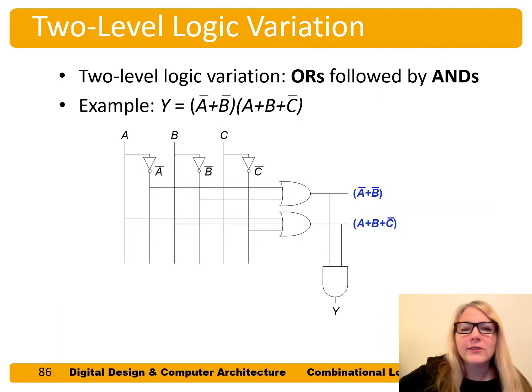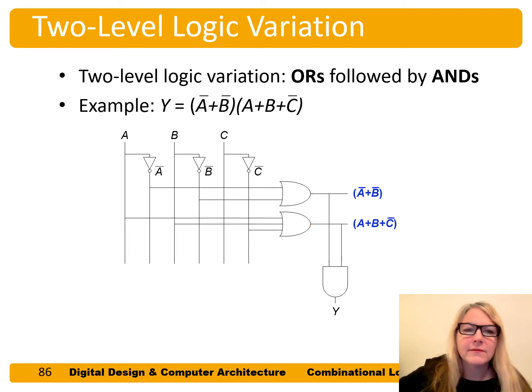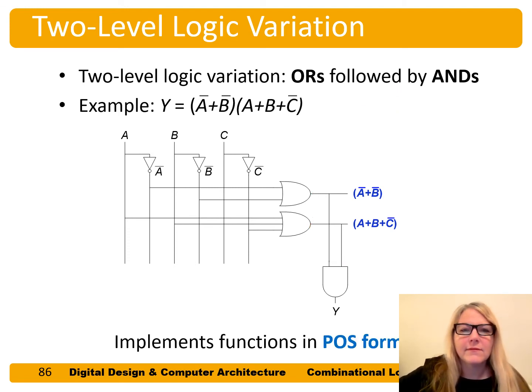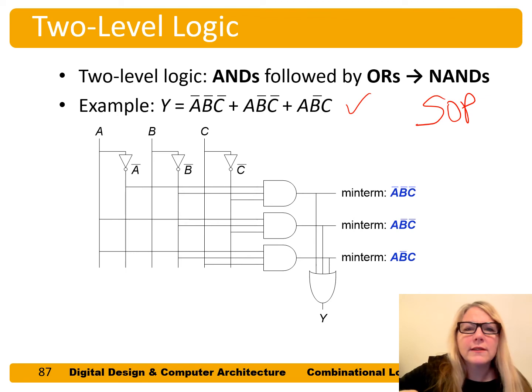And so we can take our original implementation of that POS form of the equation and put bubbles on the internal nodes, and now we get an implementation using only NOR gates. And here's our two-level logic using our canonical SOP form of the equation, with our ANDs followed by ORs. We use that for SOP forms of the equation.